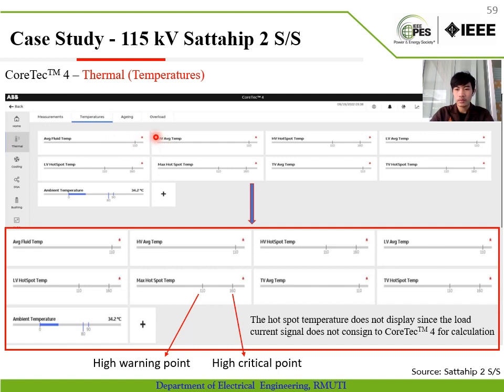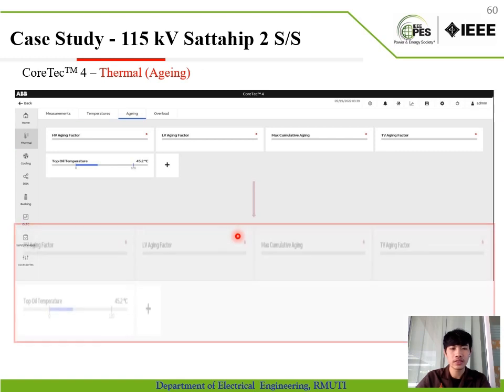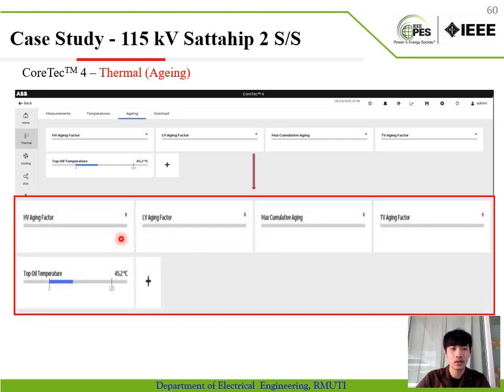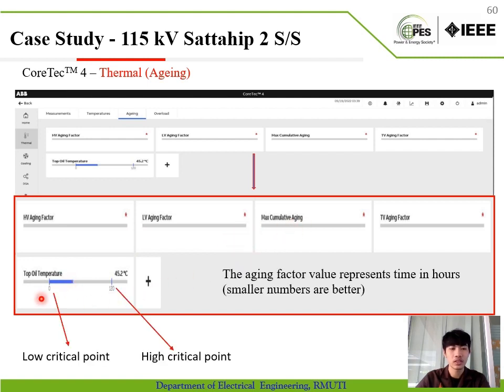And the average temperature does not display because maybe the 4 to 20 milliamp signal of the thermal sensor is not connected to Cortex TM4. And the hotspot temperature uses top oil temperature and load current of the power transformer for calculation. The thermal aging factor displays the high volt, low volt, tertiary aging factor, cumulative aging factor and top oil temperature. Top oil temperature is in normal operating.